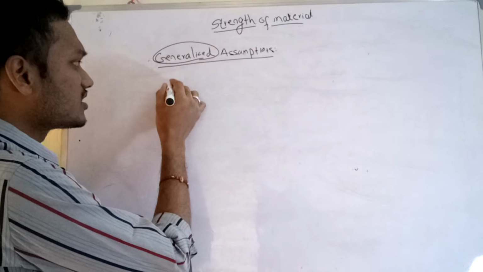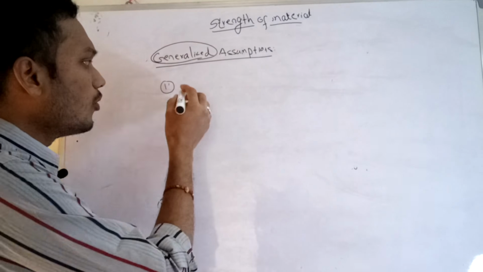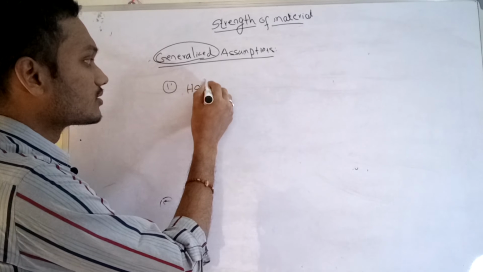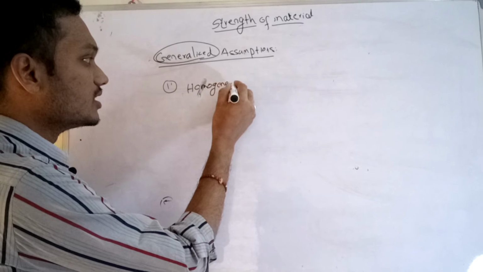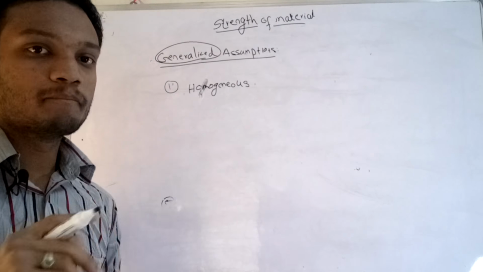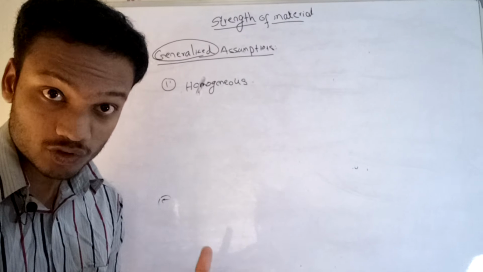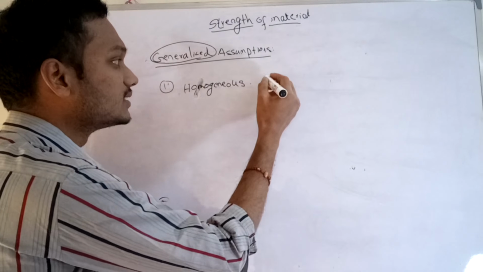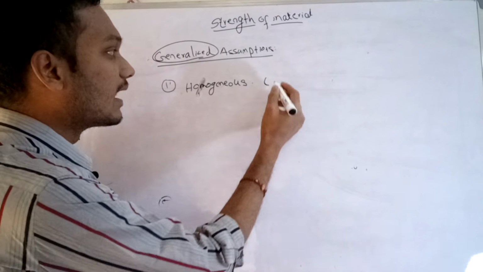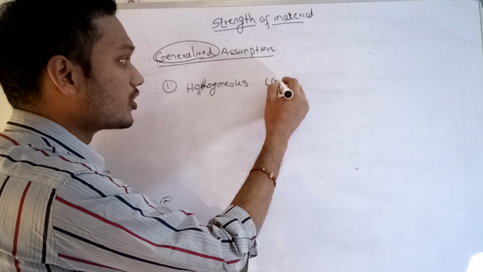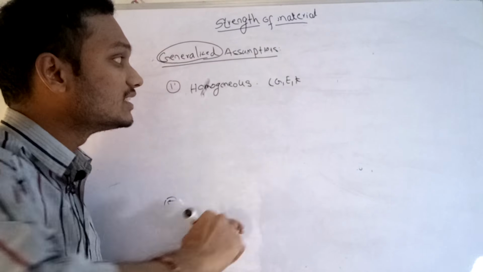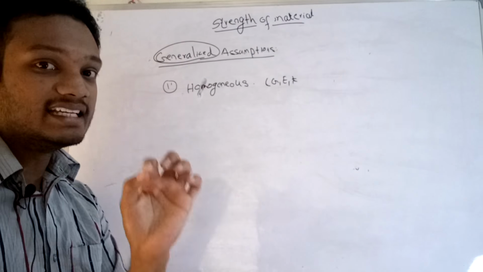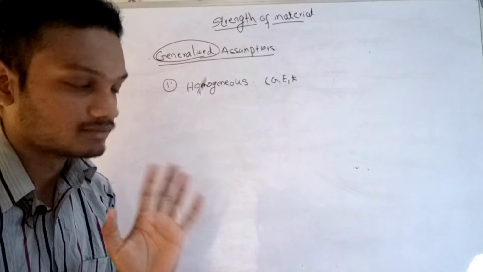So what is the first assumption? The first assumption is homogeneous. The structural member, the metal, the solid object we have taken is assumed to be homogeneous. Homogeneous means the material properties like shear modulus, Young's modulus and bulk modulus are constant throughout the object at each and every point in a given direction.